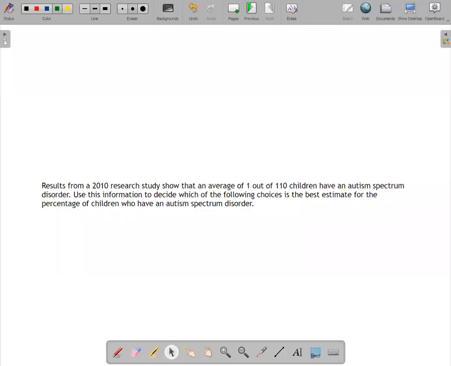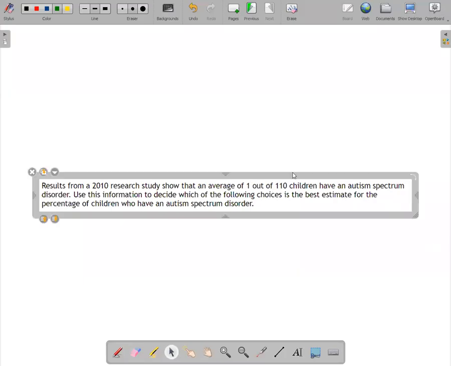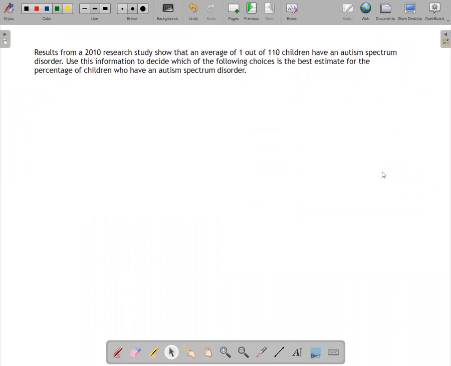All right, so this is a possible test question here. Results from a 2010 research study show that an average of 1 out of 110 children have an autism spectrum disorder. Use this to decide which of the following choices below is the best estimate for the percentage of children. Okay, we're just going to find the percentage. And to take a relationship like 1 out of 110 into a percentage, you just divide.